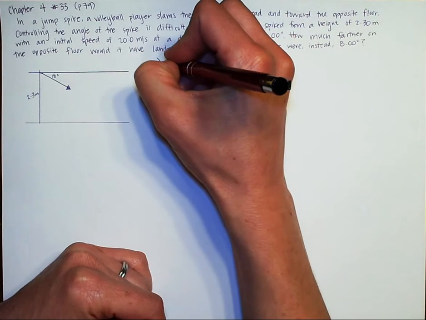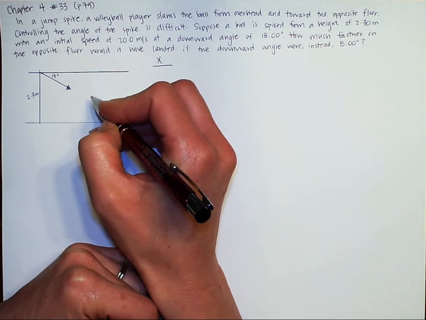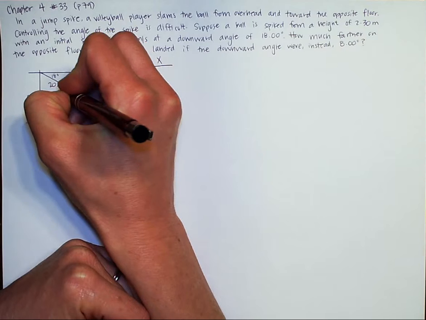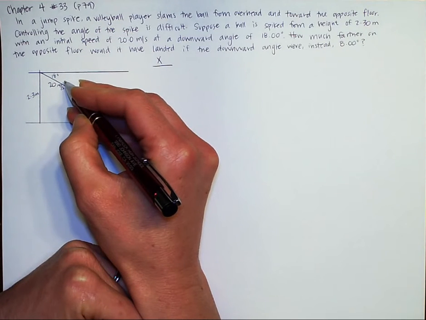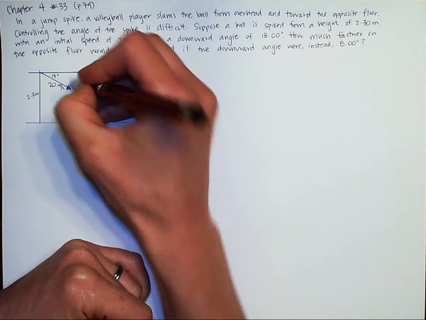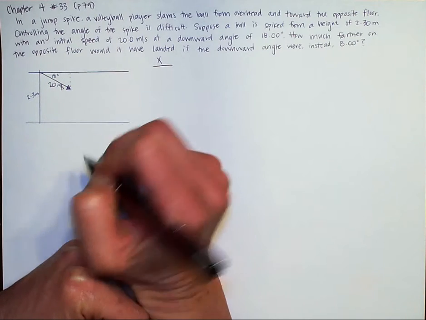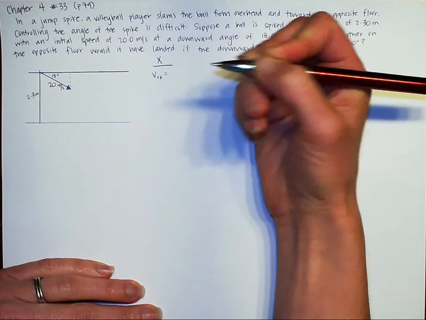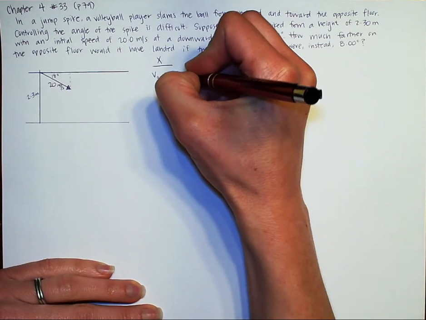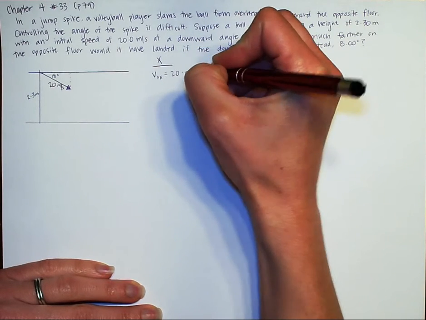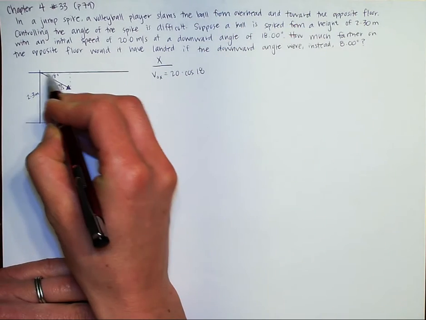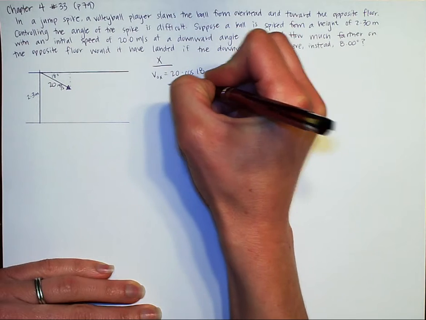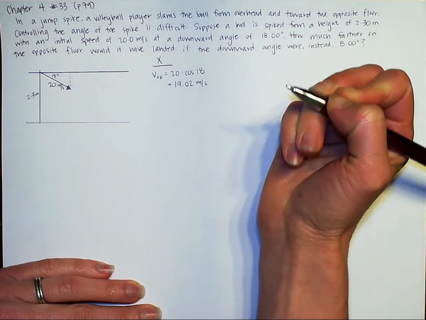And so in the x direction for this, first of all, we remember that this is 20 meters per second at this 18-degree angle, and this is a velocity, and we're able to figure out our x and y velocity here. So my initial velocity in the x direction is going to be 20 times cosine of 18 degrees, because that'll be this right here. And so that will equal 19.02 meters per second.